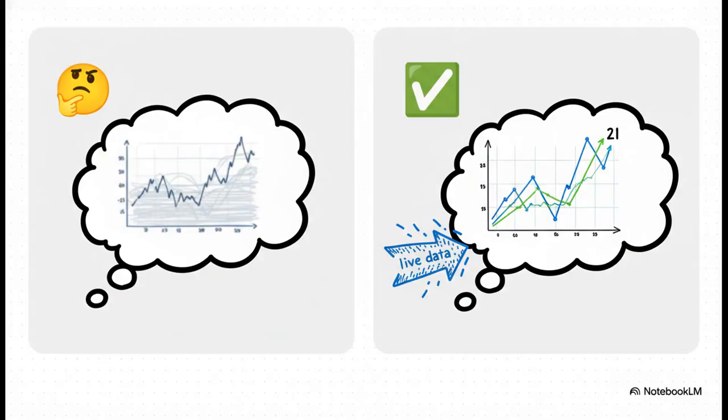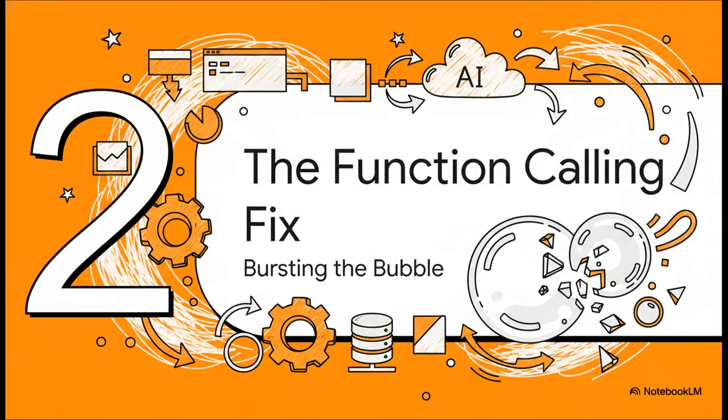And this slide just perfectly illustrates the difference. On the left, you get the classic bubble answer. The AI makes a plausible but totally useless guess based on old info. But on the right, that's what happens when you burst the bubble. You get a precise, accurate, real-time answer. So the question is, how do we get there? Well, we get there with a feature that is, and I'm not exaggerating, a total game changer for developers. It's called function calling, and it is the elegant fix to this entire problem.